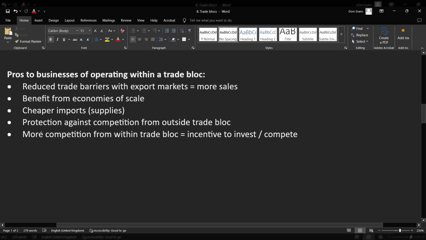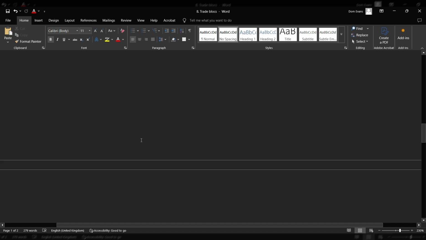Also, you can argue there's more competition from within the trade bloc, and whilst that's not always good for businesses, actually it can be a real incentive for businesses to invest, get themselves better, become more efficient, meet customer needs better, and so we can have that as an advantage of joining a trade bloc.